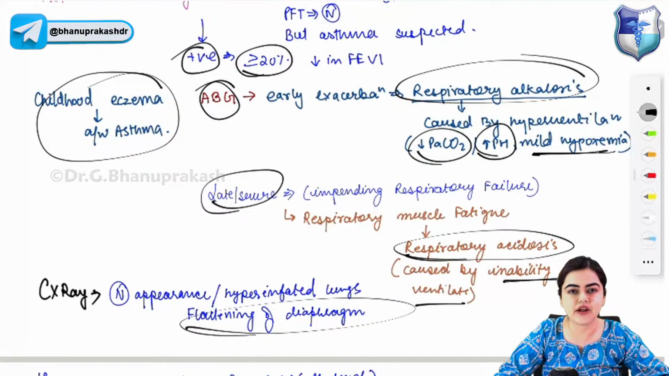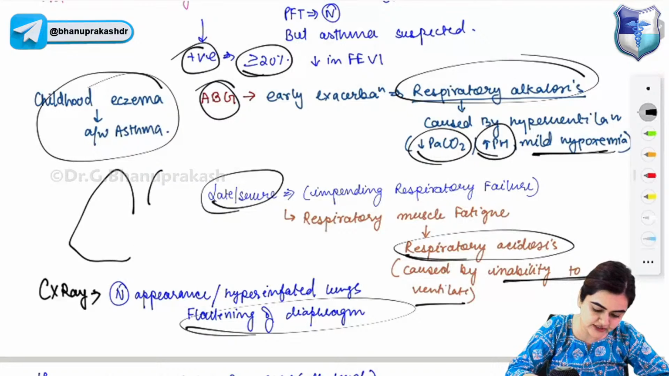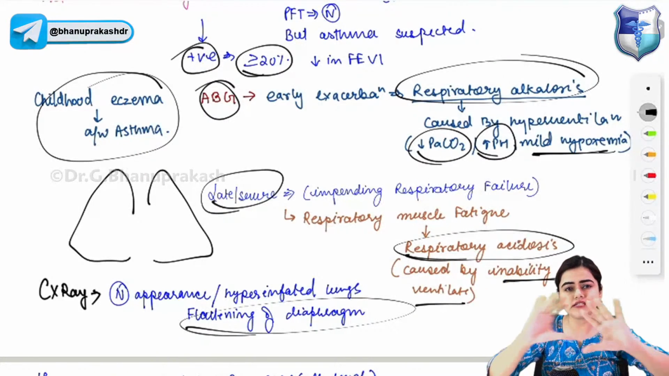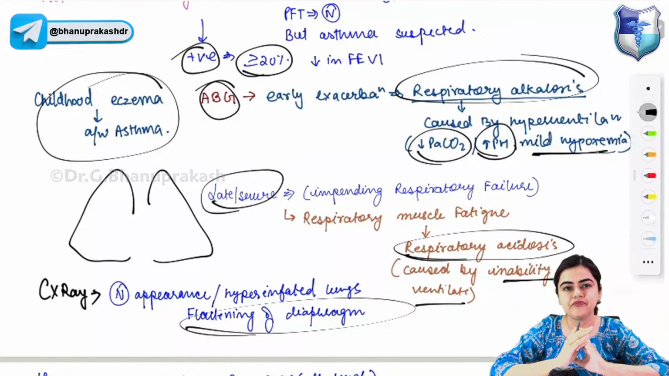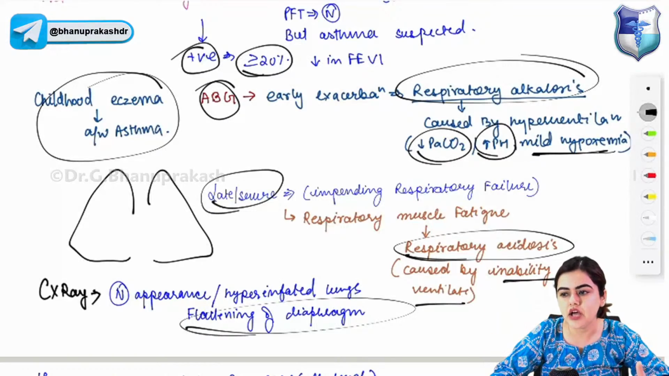Now on chest X-ray, the asthmatic lungs will give you a hyperinflated appearance, and there will be flattening of the diaphragm. Hyperinflated lungs on chest X-ray, big lungs, large lungs, hyperinflated, black lungs, that will be asthma.